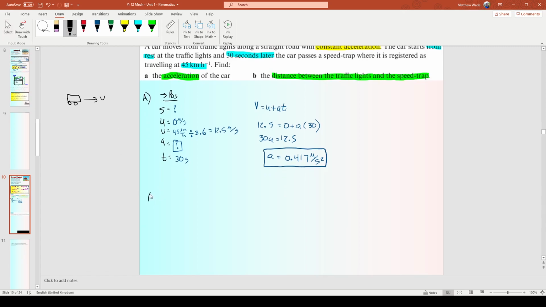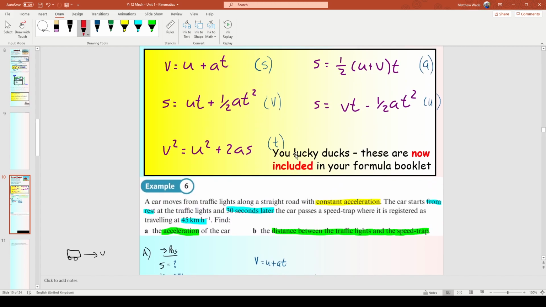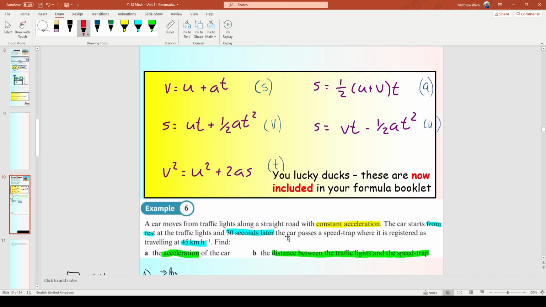Well, for B, it's actually the same scenario as before. So what we now know is that the acceleration is 0.417. I don't think I need to rewrite my givens because they're almost the same. It hasn't fundamentally changed this question. So I just need to get s. And actually I know 1, 2, 3, 4 things now, so I can use any equation I want for s. Which one do you want?